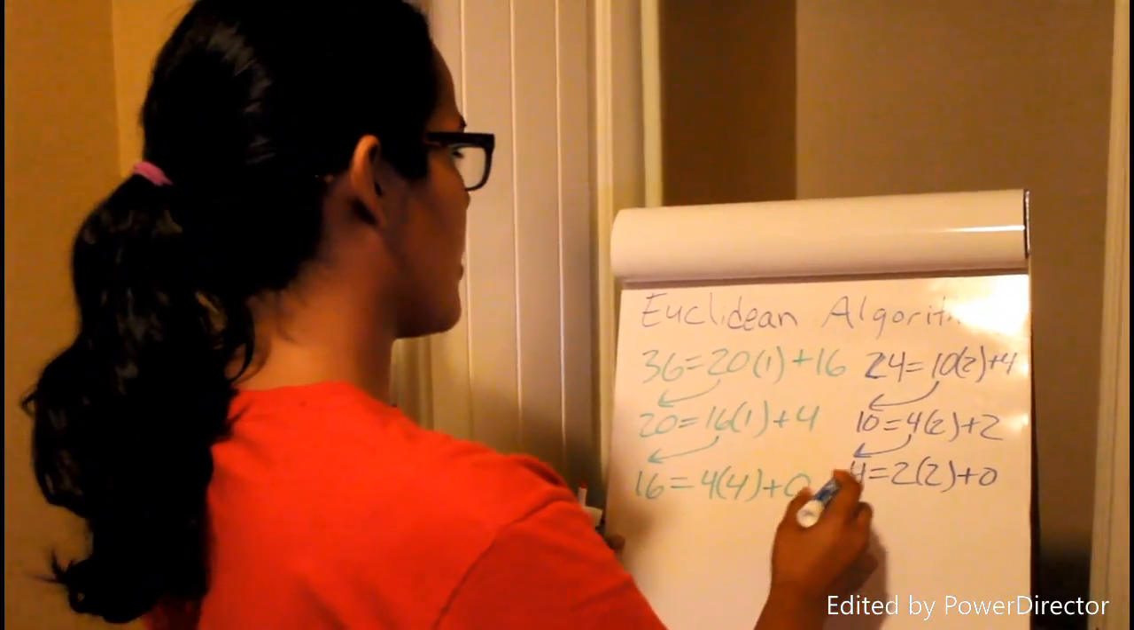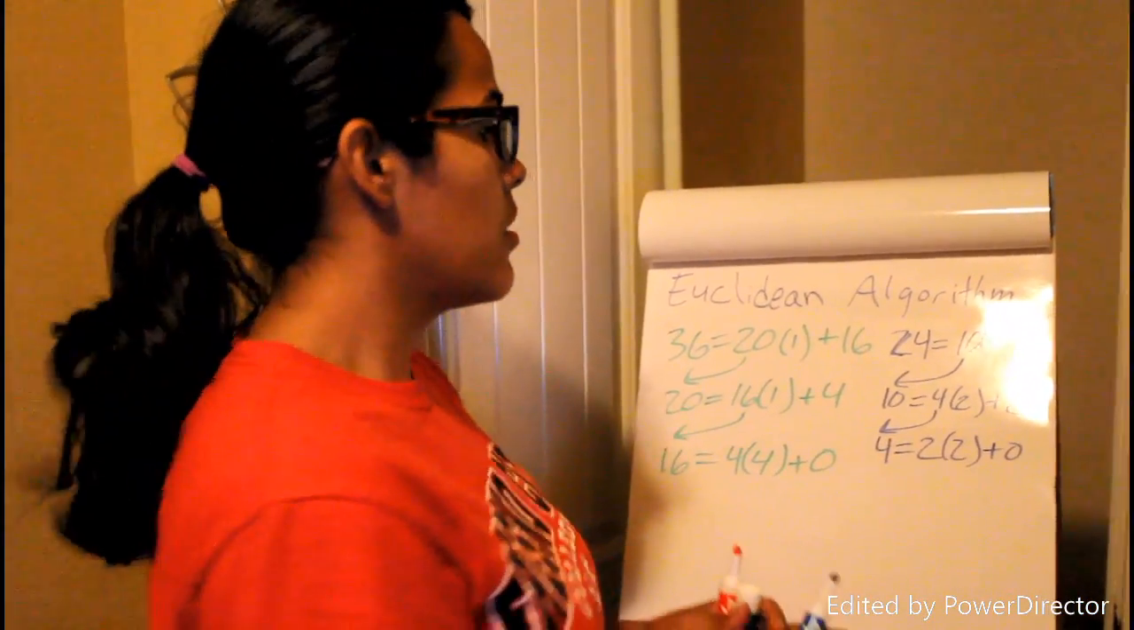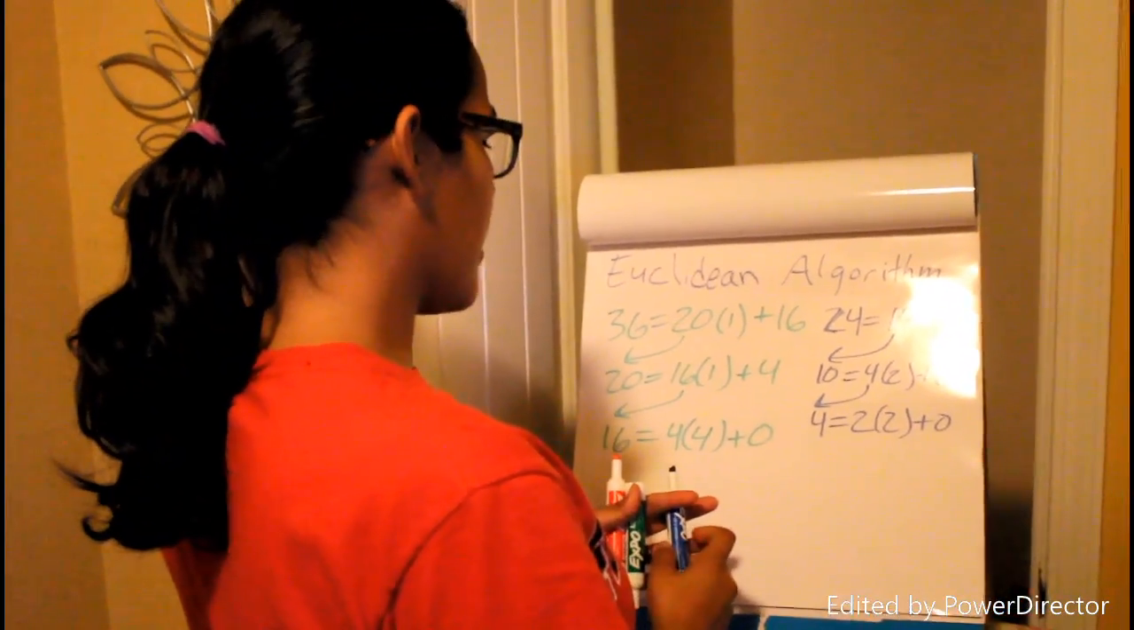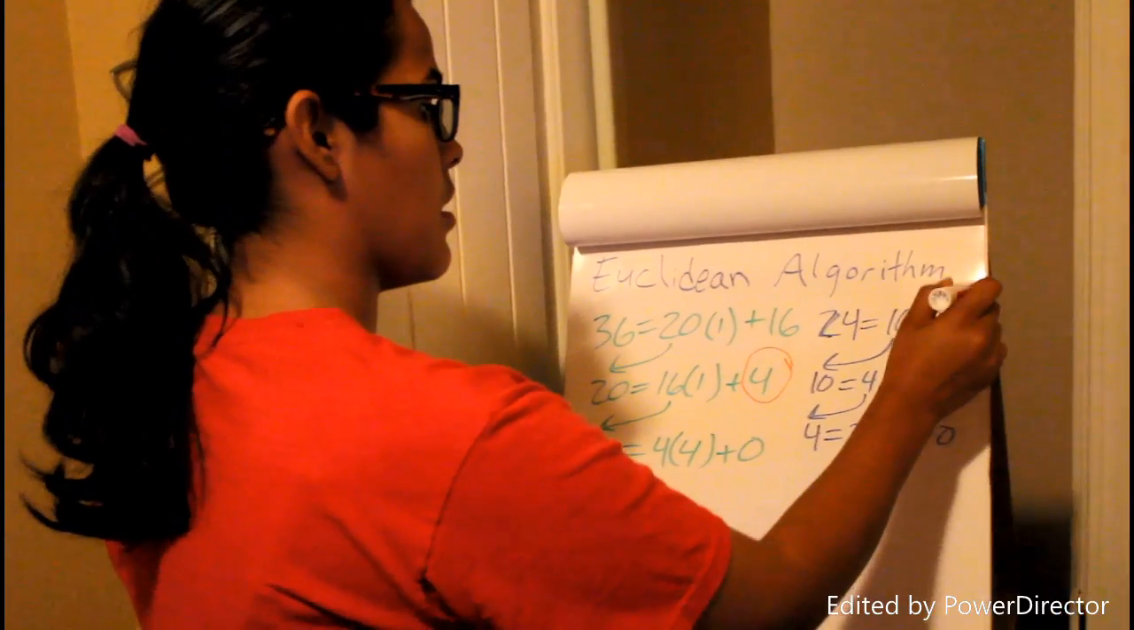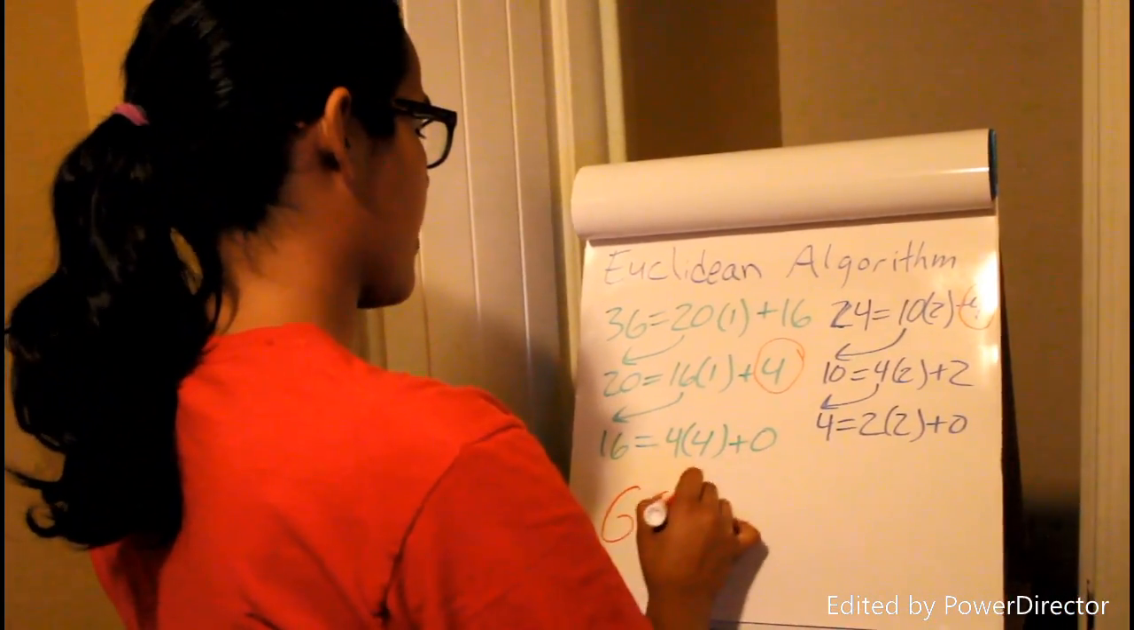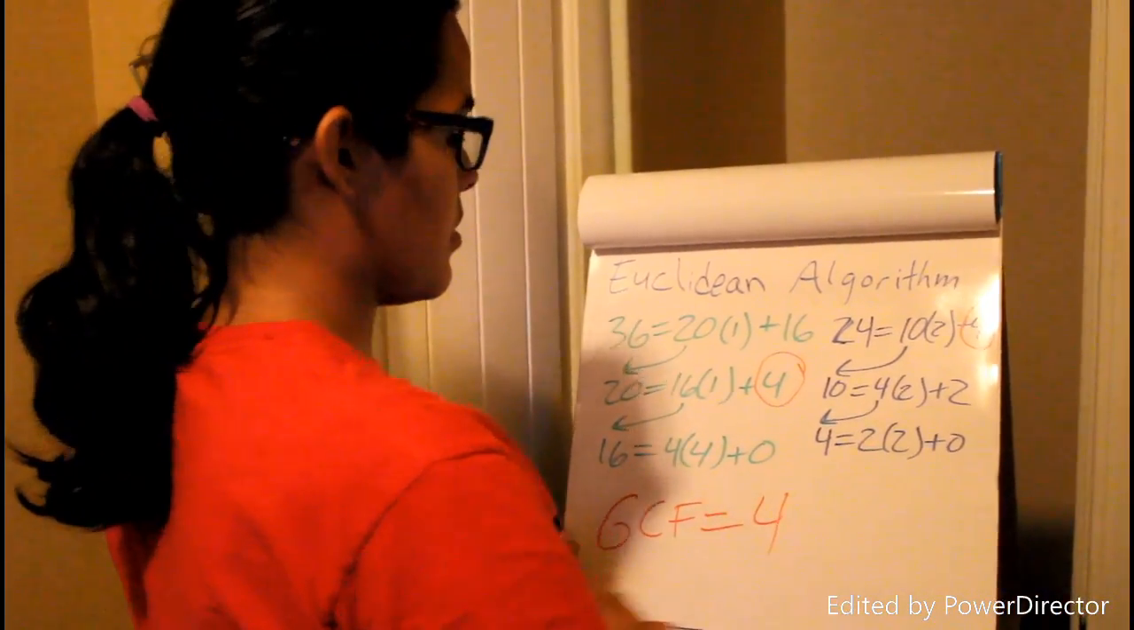So now that we have gotten all three numbers factored out, we'll see what number they have in common. And we can see here, they have the 4 and the 4. So the GCF equals 4.